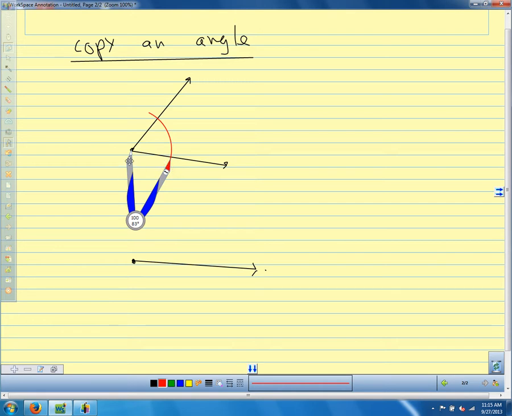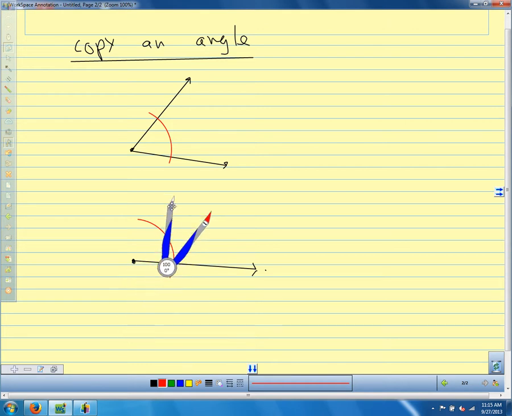The trick is I'm going to take my compass, leave it exactly where it is, and set it down here and draw the same arc. So this arc and this arc are the same. So I just drew an arc, any arc, but then what I did was picked my compass up, brought it down here, and drew the exact same arc.